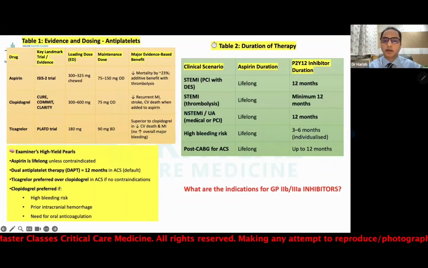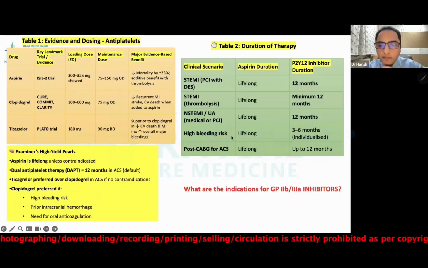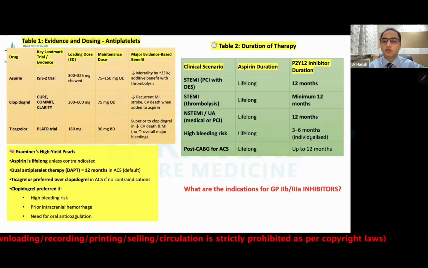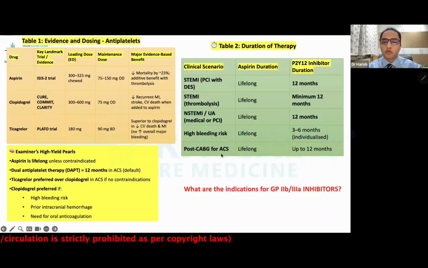So NSTEMI, unstable angina, medically managed or PCI: again aspirin is lifelong, and the other dual antiplatelet add-on therapy for 12 months. In high bleeding risk, aspirin should still be lifelong. There is no compromise. At least 3 to 6 months you should give the dual antiplatelet. Post CABG for ACS, again aspirin lifelong. Up to 12 months you should consider giving dual antiplatelet. Okay. So the take home message: aspirin is lifelong unless absolutely contraindicated.